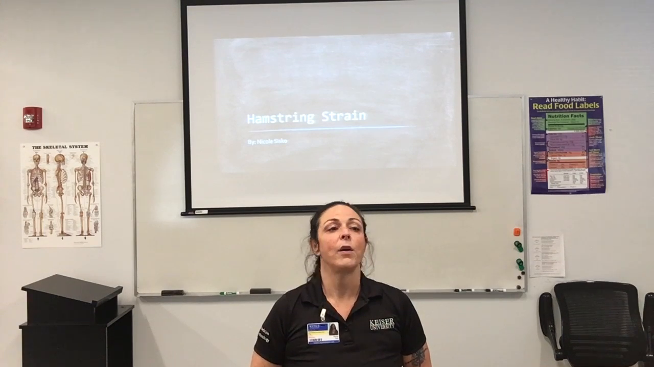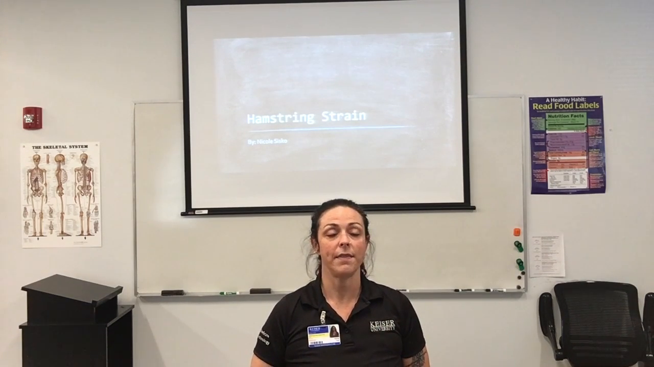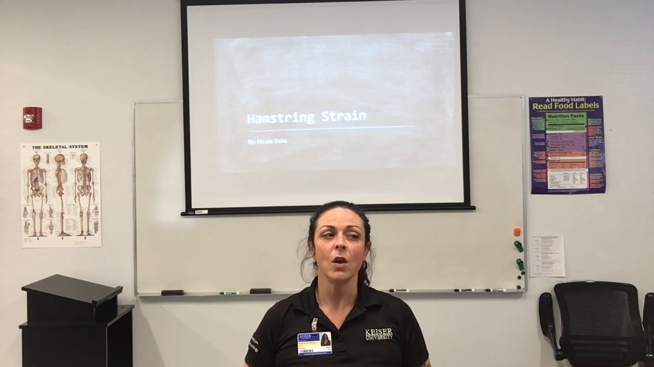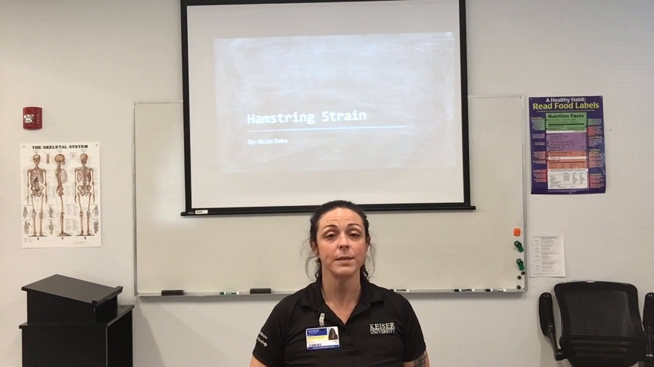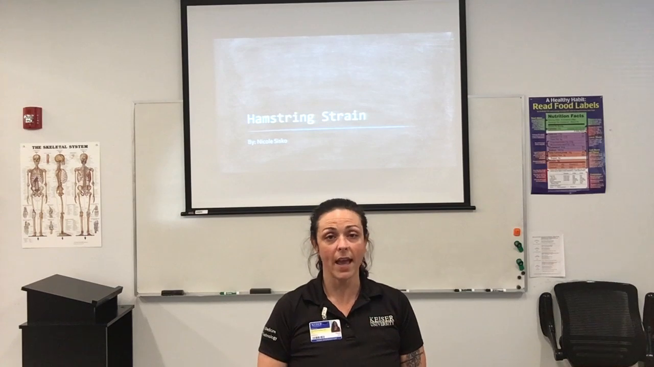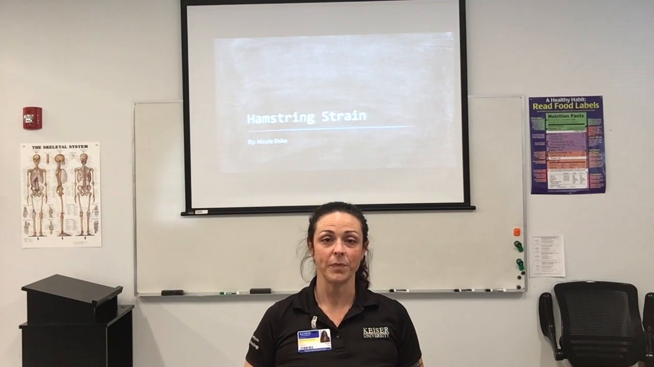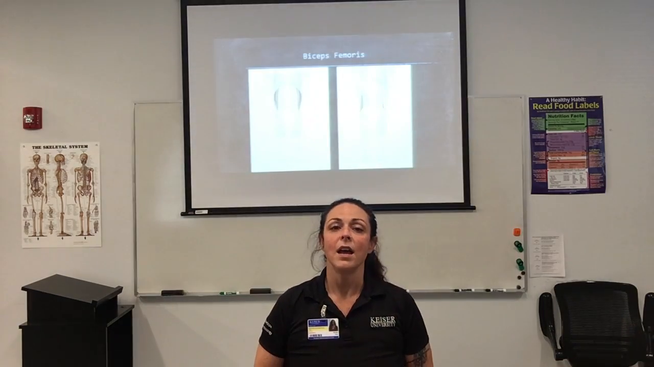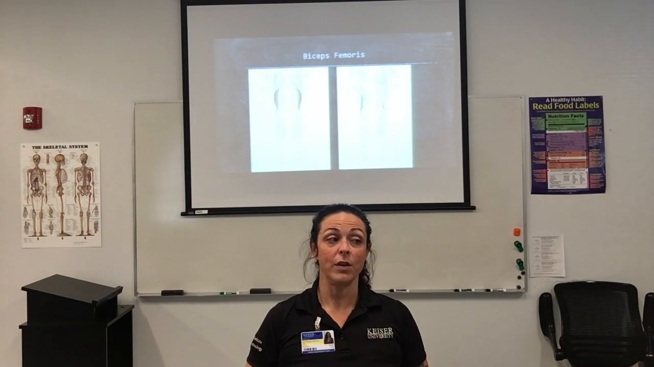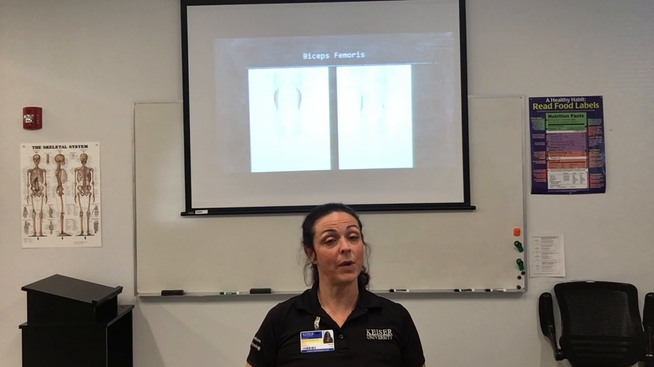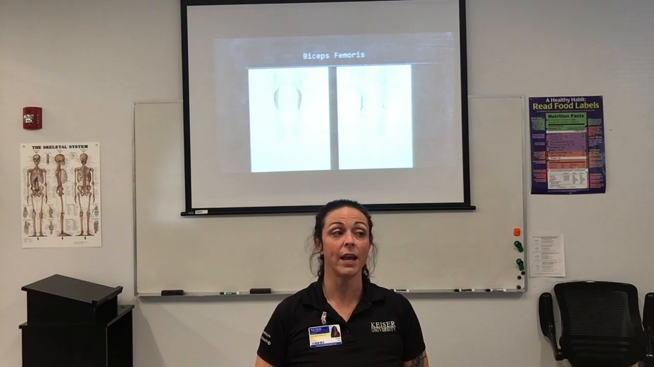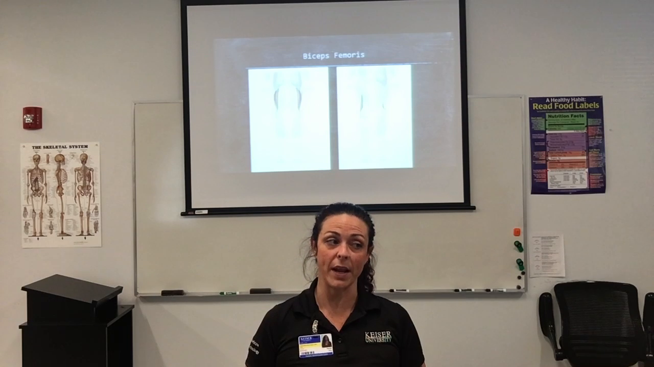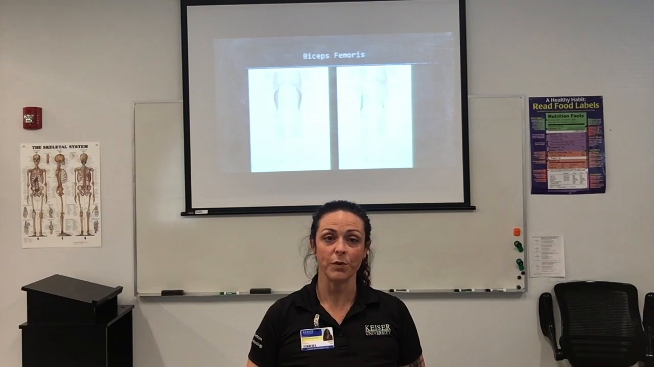So before we talk about the injury and the anatomy, what is a hamstring strain? It's going to be a tearing or straining of the muscle, and it's most commonly seen in the long head of the biceps femoris. So now we'll get into the anatomy of the hamstrings. Hamstrings are composed of three muscles: the biceps femoris, which has a long head and a short head. The long head is in the left picture, the short head is in the right. Next we'll view the others.